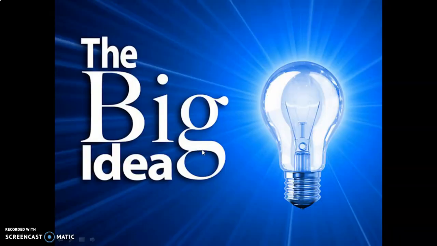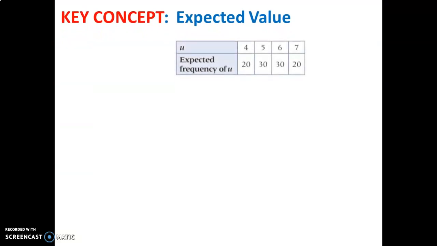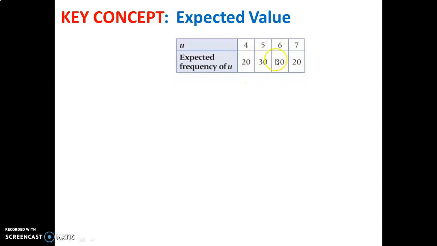Okay, so big idea. Drawing from what we just did with that question, we're going to make some big conclusions and get an important formula. This is a key concept. It's called expected value. So we had that table of expected values. We knew that 4 is expected to happen 20 times, that 5 is expected to happen 30, and so on.